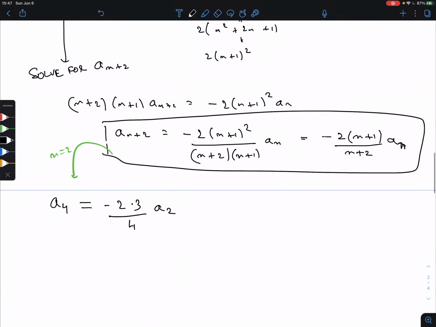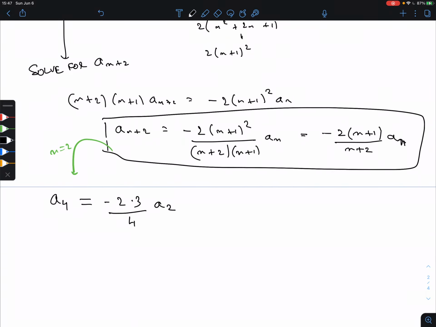Professor, we don't know what a2 is. Well, let's do it again. What is a2? What should I do now, using the same formula to get a2? To get a2, I should take n equal to 0, right? If I plug in 0 there, on the left-hand side, I get a2. So let's plug in 0 on the right-hand side. I get minus 2 times 0 over 2 times a0.